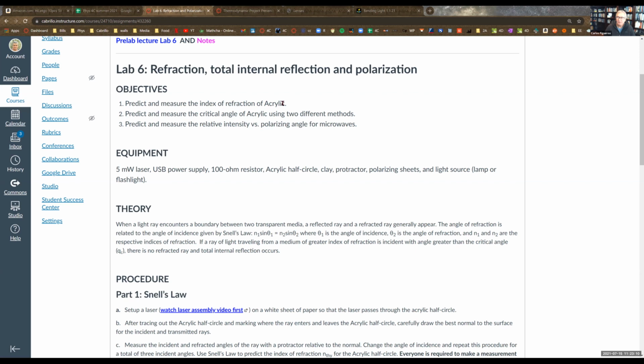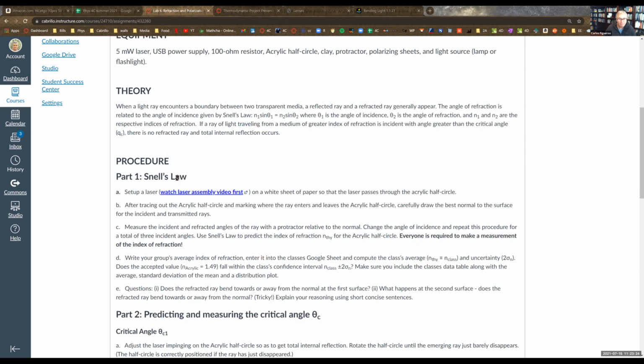And it's not with microwaves. I don't know why I have microwaves. We're using visible light because we don't have microwave sources here. Ultimately, what you're going to see is that it's a fairly straightforward application of Snell's law.